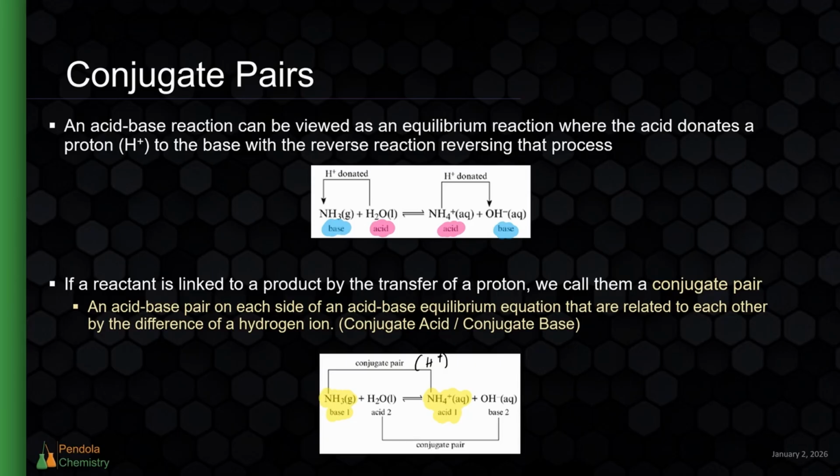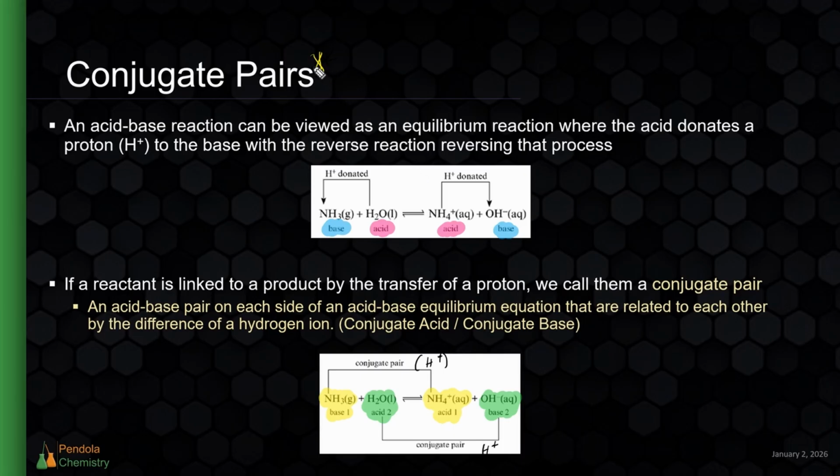If we look at the water here, water is losing a hydrogen, so it's acting like an acid. Well, what does that water become when it loses a hydrogen? It becomes hydroxide, which is acting like a base in the reverse reaction. So water and hydroxide are on opposite sides. One's a reactant, one's a product. The difference between them is an H plus ion. Water has the H plus, hydroxide does not. So that makes water the conjugate acid, and hydroxide the conjugate base. Water and hydroxide are a conjugate acid-base pair.